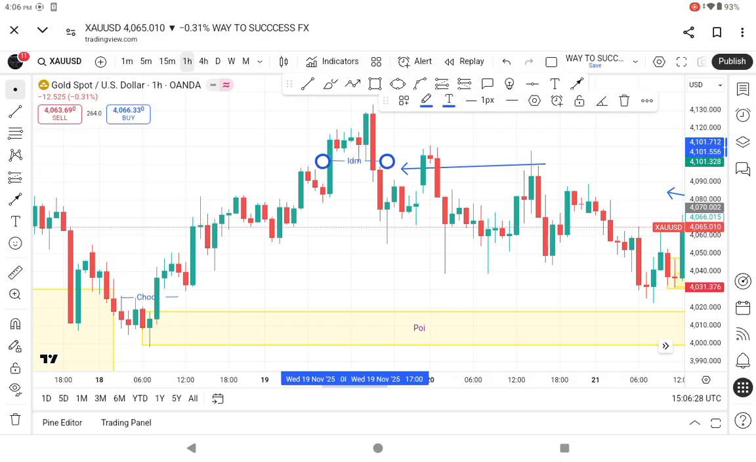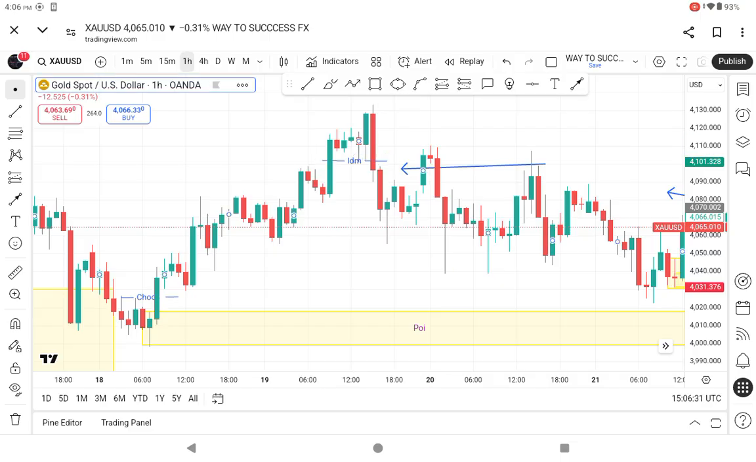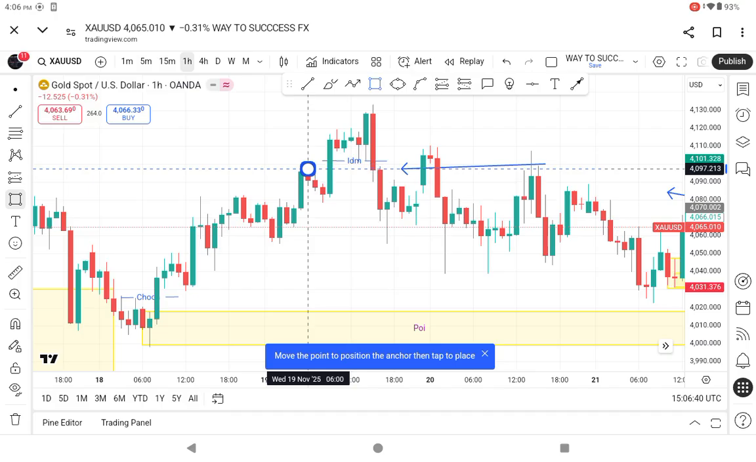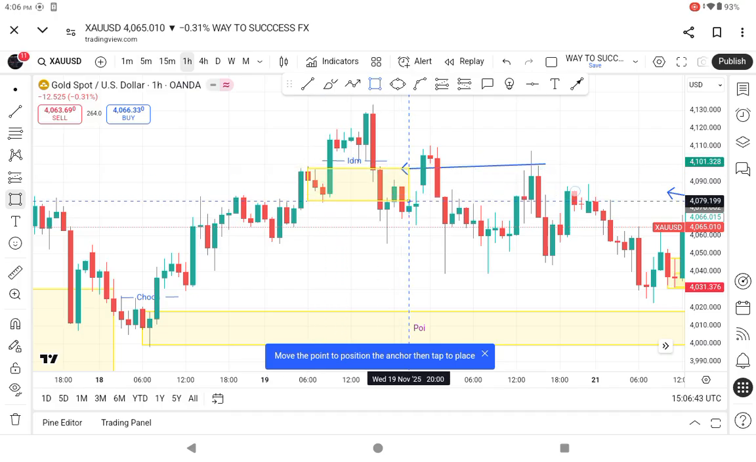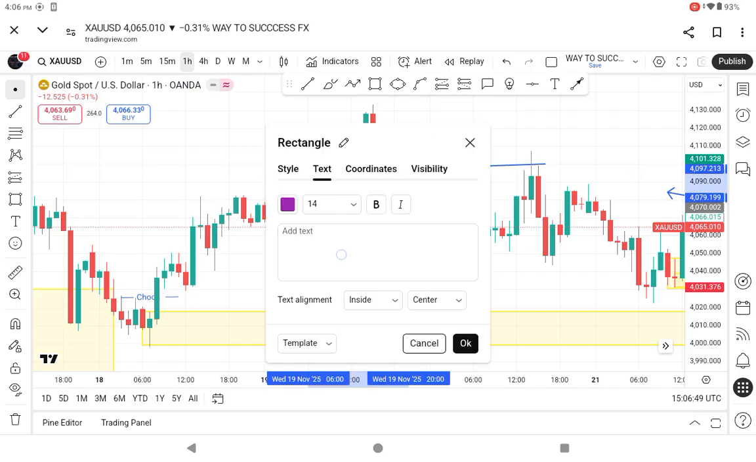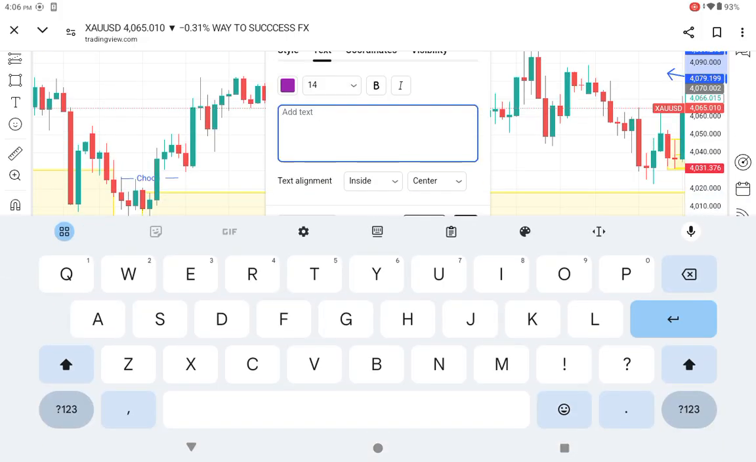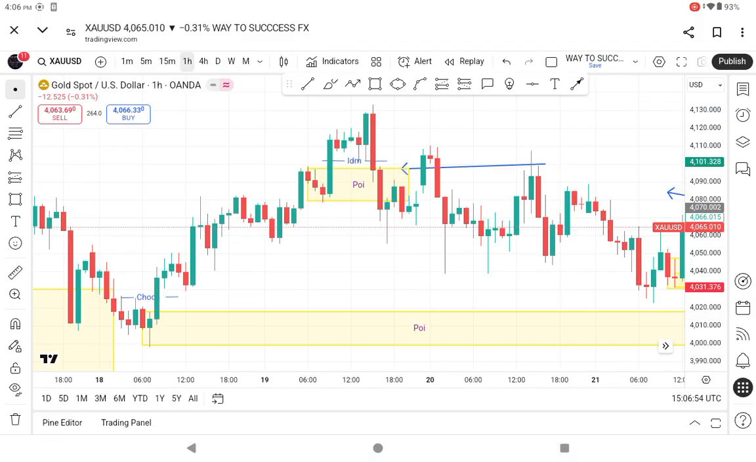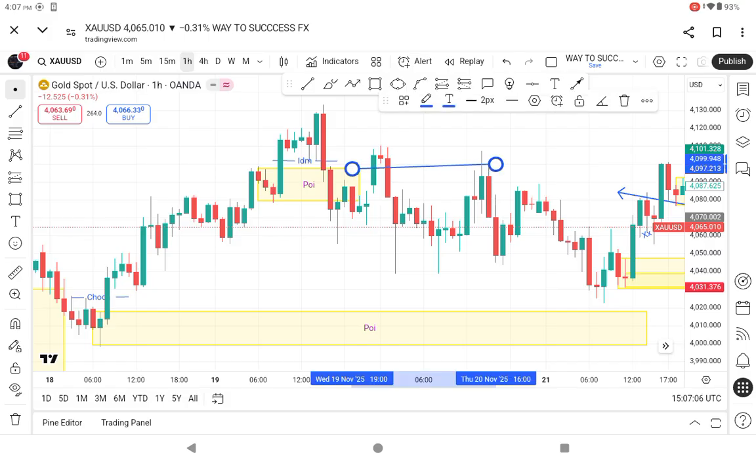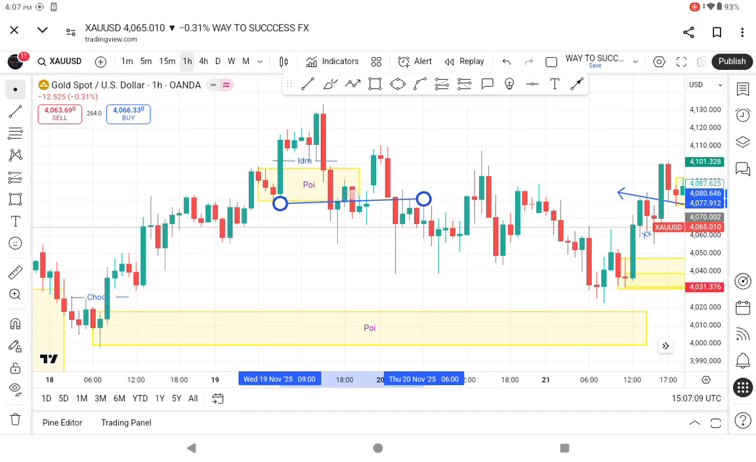And now what do I have here? I have inducement at that level, and I have my decisional POI at this level. Price tapped into my decisional POI and order flow and failed to give me any confirmation. What did price do? Price broke and closed below it.